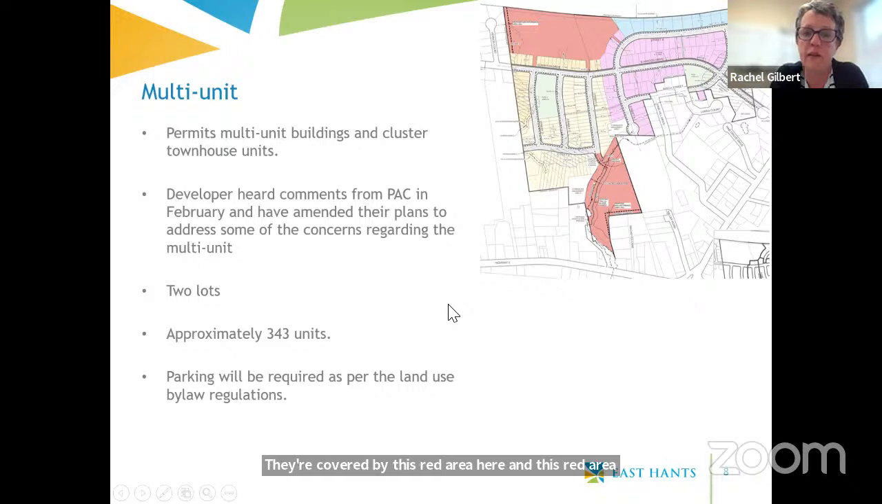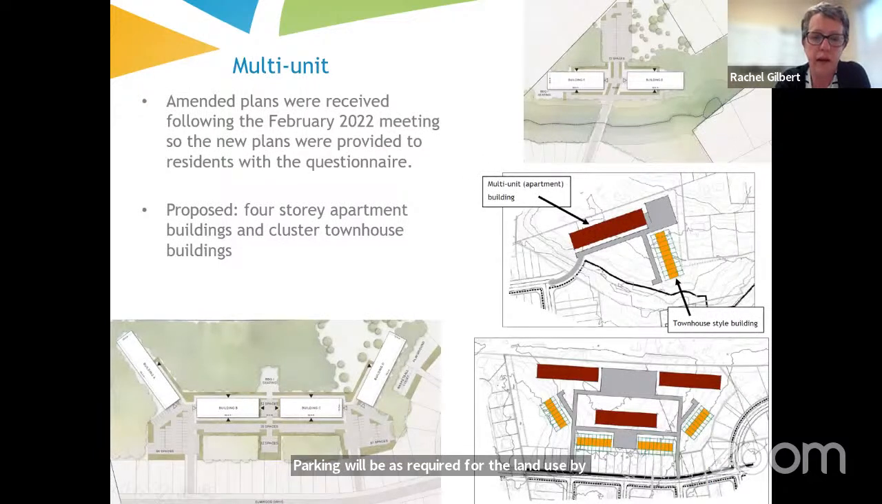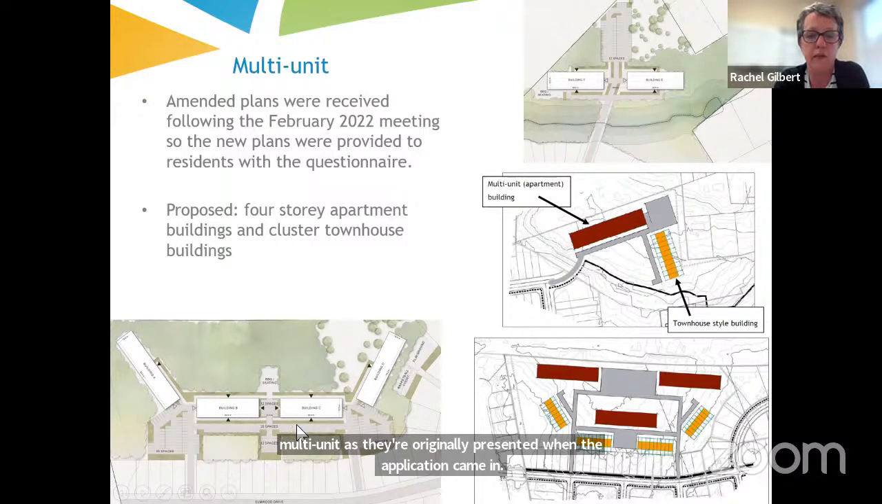At the last meeting, the developer heard comments from the Planning Advisory Committee regarding their concerns about these multi-unit areas. As a result, the developer amended his plans to reduce the size of those buildings. Still 343 approximate units. Parking will be as required per the land use bylaw. In this slide, we have the plans for the multi-unit as they were originally presented when the application came in. So we had 4 blocks of multi-unit buildings.